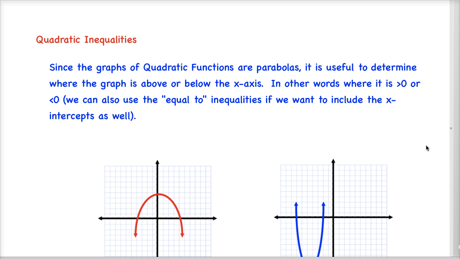This is going to be something that's going to interest us, especially just like we were interested in the vertex to find maximum and minimum. Similarly, if we were using quadratic models, it might be helpful to determine where they're above or below the x-axis, or in other words, where they are greater than 0 or less than 0. And we can also use our equal to inequalities. So we'll also see less than or equal to or greater than or equal to 0 as well. And if we do that, it includes the x-intercepts. Okay, so let's take a look.